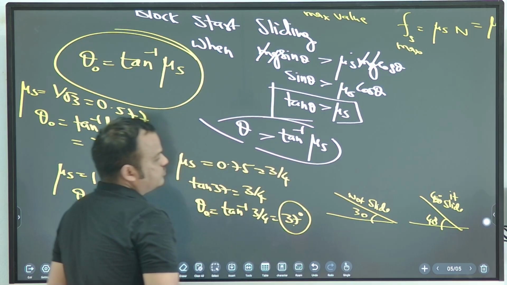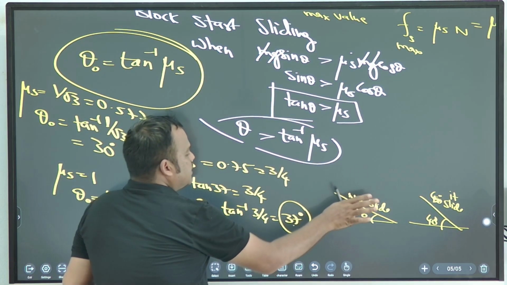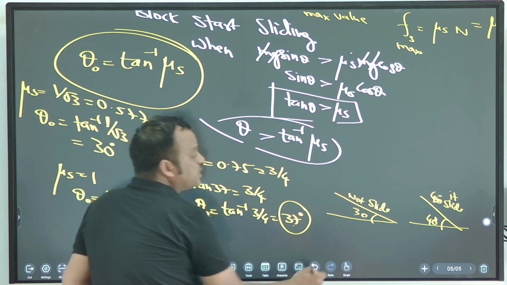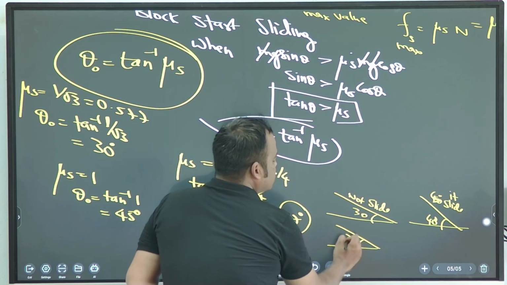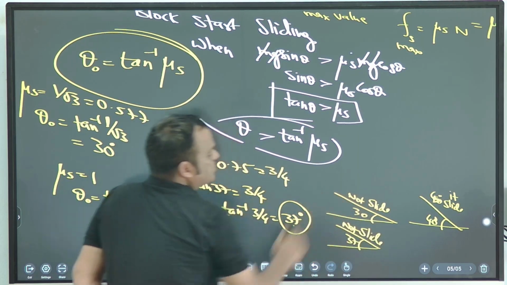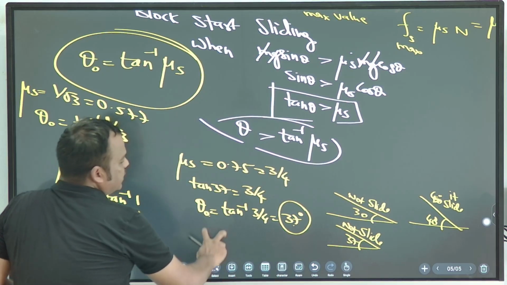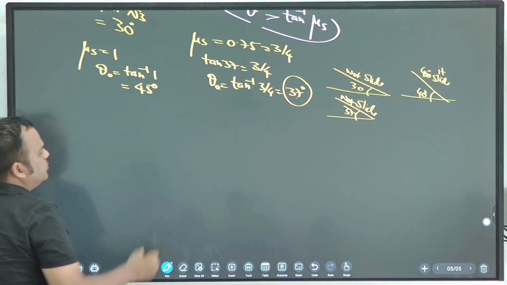More than the angle of repose, it will slide. Equal to the angle of repose, it also will not slide. Remember, at 37 degrees it will not slide, less than 37 also will not slide, more than 37 it will slide. Okay, clear? So I am giving one question.